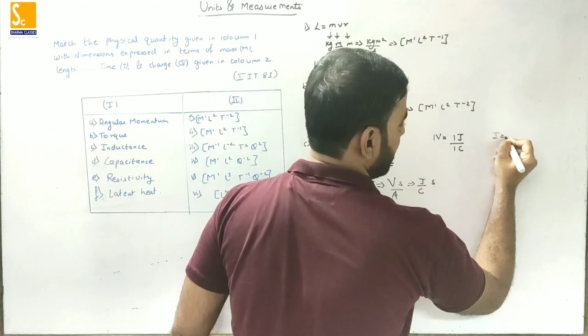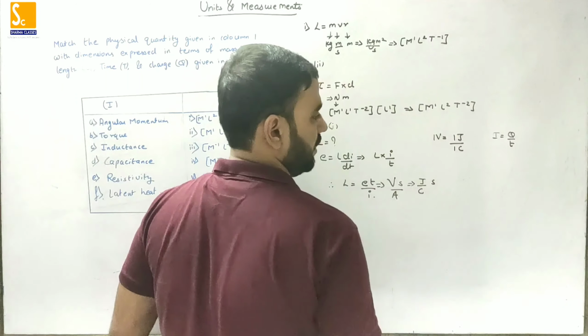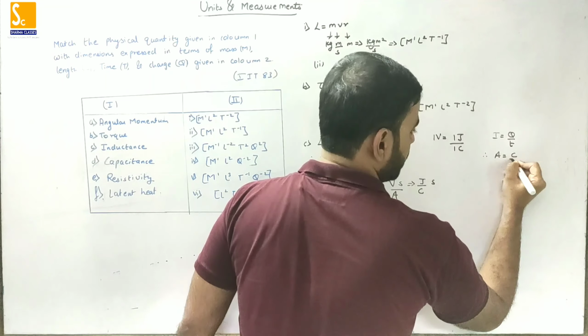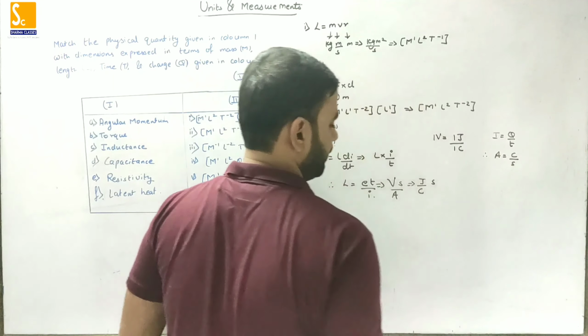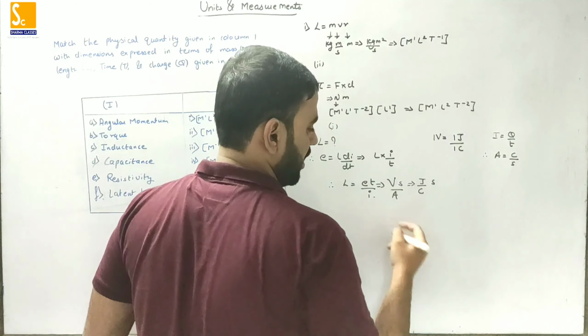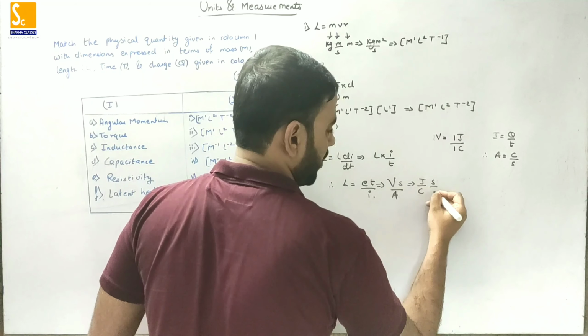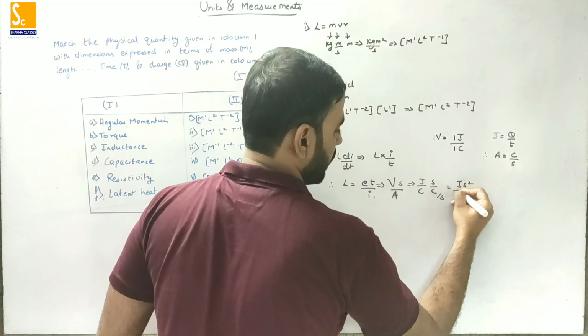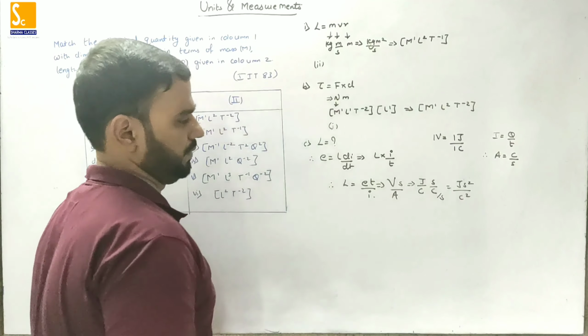We know that current is the rate of flow of charge, that is q by t. So what is the SI unit of current? It's ampere. SI unit of charge is coulomb. SI unit of time is second. Okay. So instead of ampere, can I write coulomb upon second? So instead of ampere, I will write coulomb upon second. So it becomes joule second square upon coulomb square.